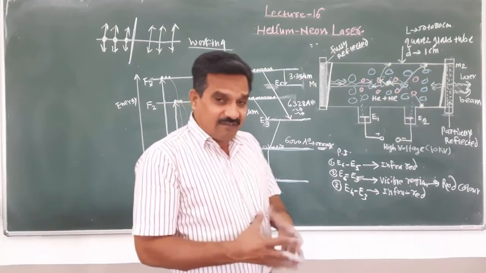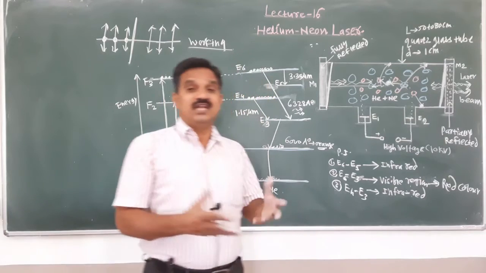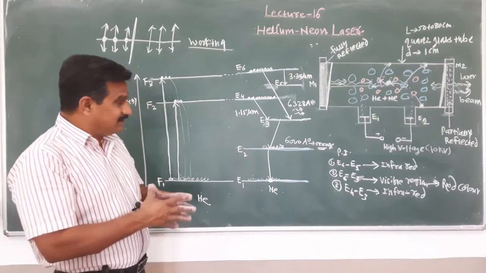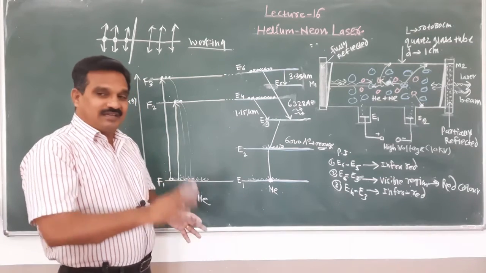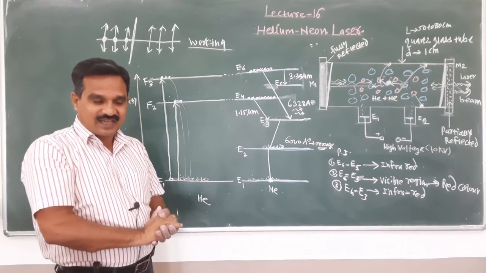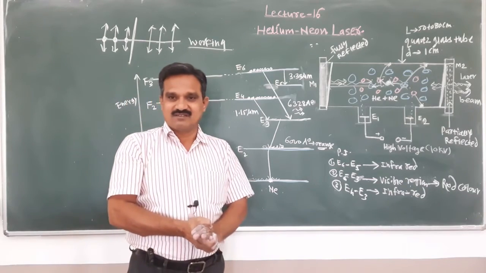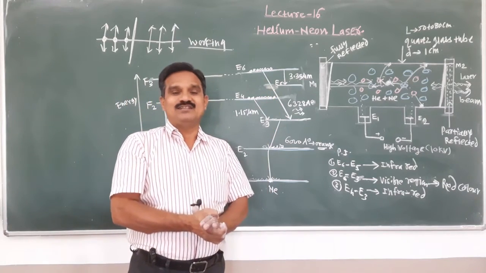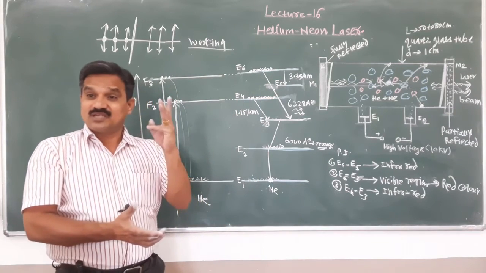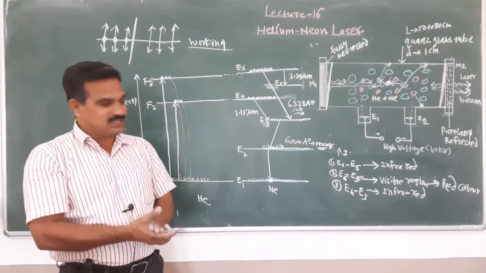What are the advantages of the helium neon laser? The first point you remember is that it employs the 4-level pumping scheme, and its output is continuous, as compared to the ruby laser. In the ruby laser, a 3-level pumping scheme is used. The output is not continuous, it is in the form of pulses.